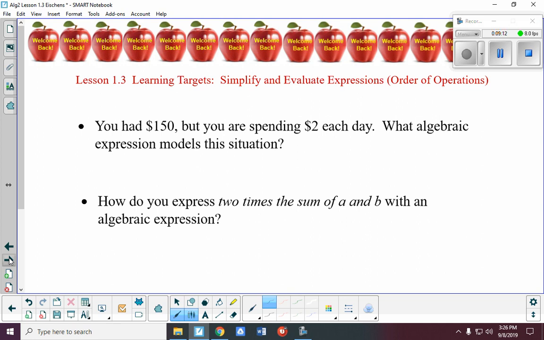Here we're going to write some expressions. You had $150, but you're spending $2 each day. Write an expression that models the situation. So you start with 150, and you're spending $2 for each day that goes by, 2 times the number of days that go by. How do you express 2 times the sum of a and b with an algebraic expression? So 2 times a sum. So the sum would be when you add a and b together, but you want 2 times the whole thing. So you write it like this: 2 times the quantity, a plus b.